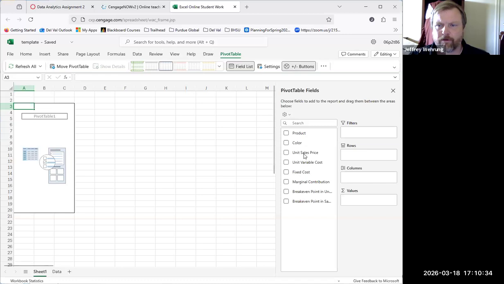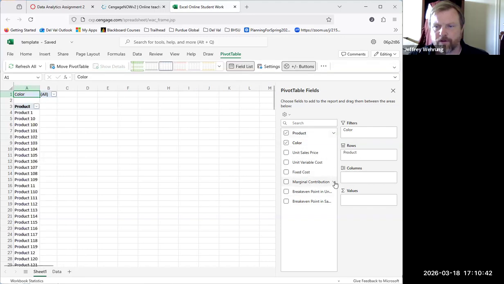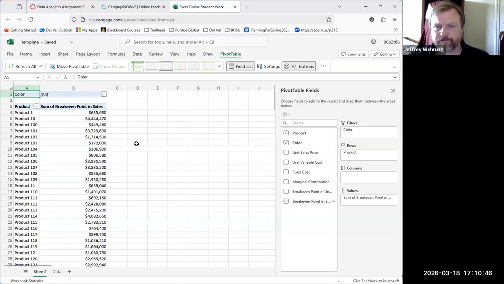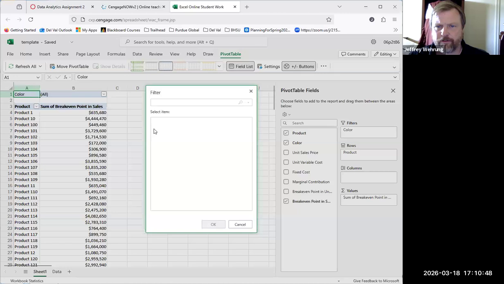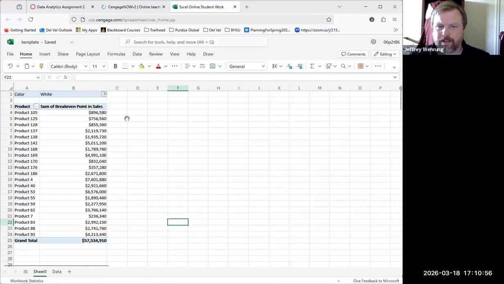So I know that I'm going to need a color filter. Okay, and I'm going to be looking at all of the products. So I'll put the products in the rows, and I want the break-even point in sales. So now I can filter by colors. I just want the white ones. I don't know why I want to manufacture a white product, but I do. And so I look at that, and here's the break-even point in sales. I want to know which is the highest.